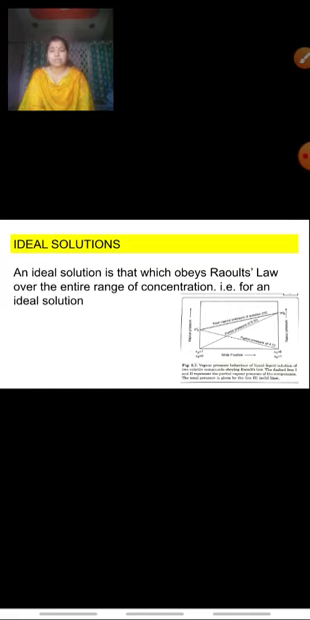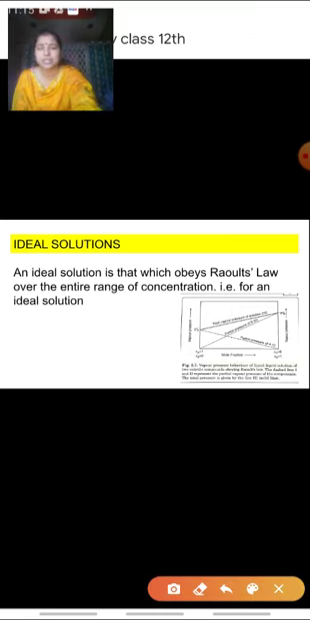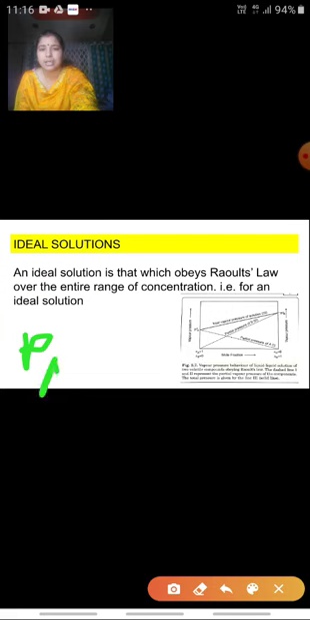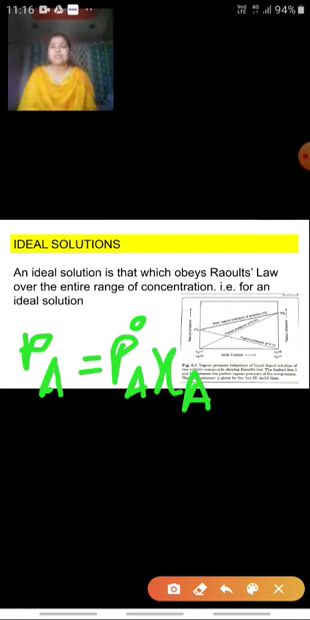Now, today's class will be starting with the types of solutions on the basis of Raoult's law. There are two types of solutions: ideal solutions and non-ideal solutions. First of all, we start with the ideal solution. An ideal solution is one which obeys Raoult's law, that means which obeys the equation PA is equal to P naught A into chi A. Similarly, for the other component, if it is volatile, it will obey the equation PB is equal to P naught B chi B.